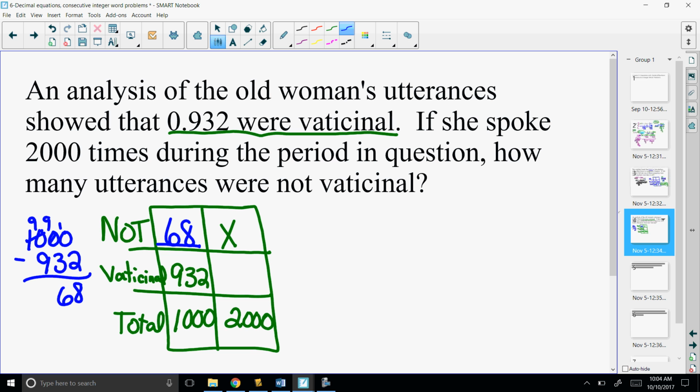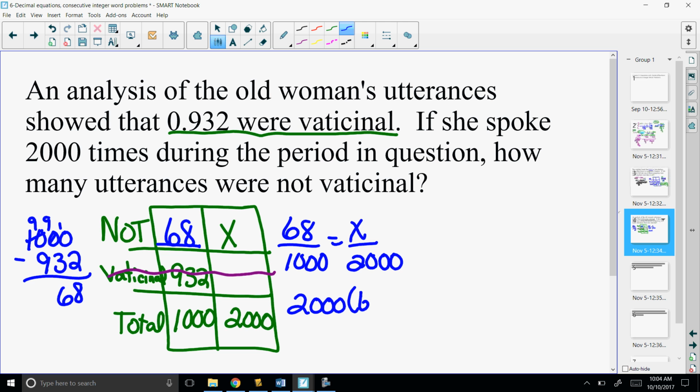Yeah. Some of you are going to look at it and say, oh, well, I don't need this piece of information right there. And then you have 68 over 1,000 is equal to x over 2,000. And you might not even set that up. You're going to say you cross multiply and divide. So I got to take 2,000 times 68 and divide by 1,000. So when I cross reduce here first, what's 68 times 2? 136.